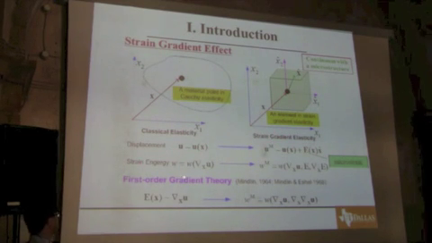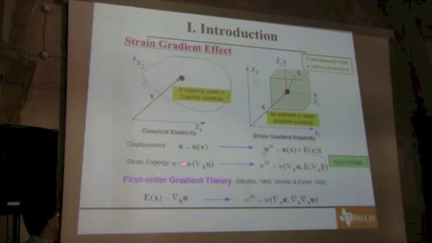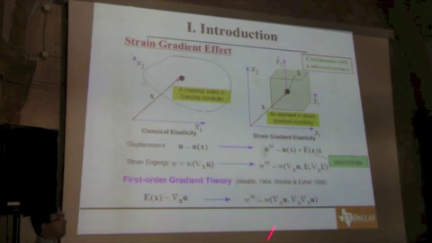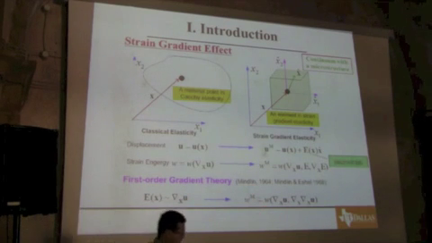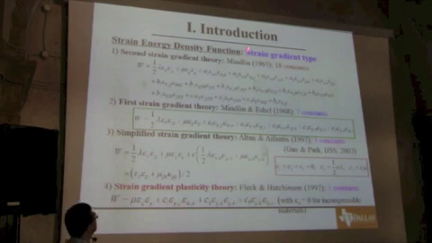So your strain energy density function will no longer be a simple function of strain, but it will also be a function of the gradient of strain. So that's what Mindlin did in 64 and then simplified in 68 by including strain gradients in the neighborhood of the point of interest. So I will summarize in the next slide what Mindlin did.